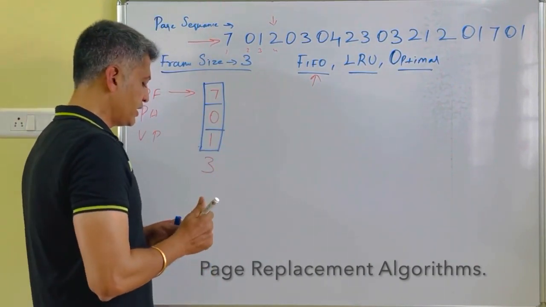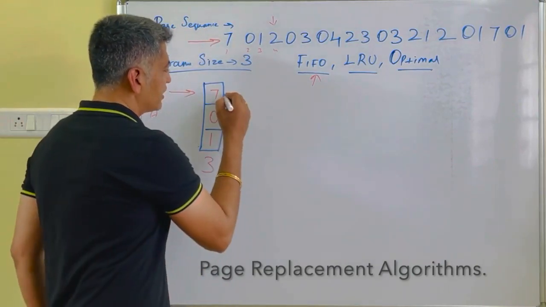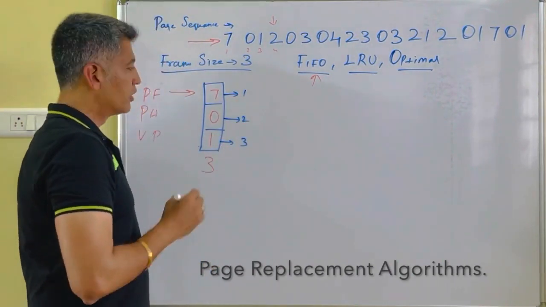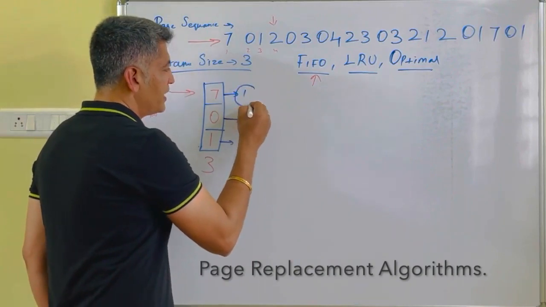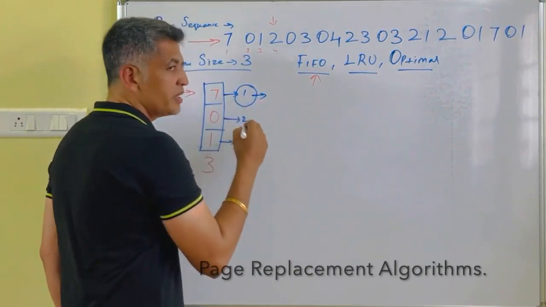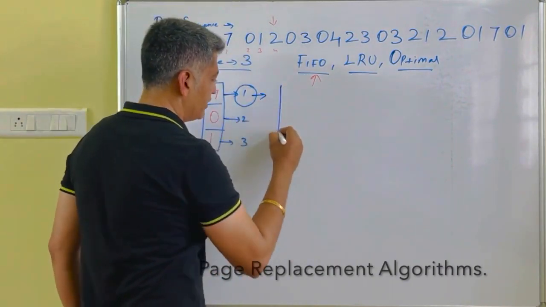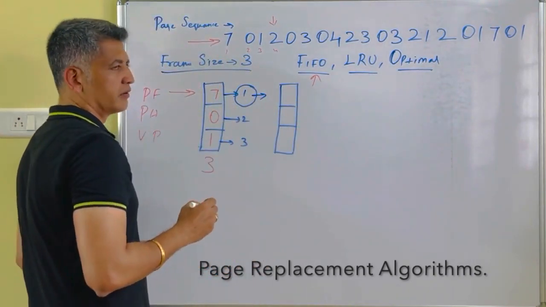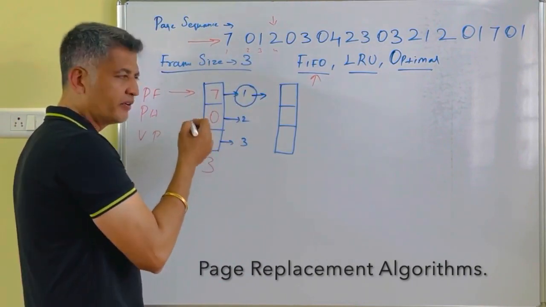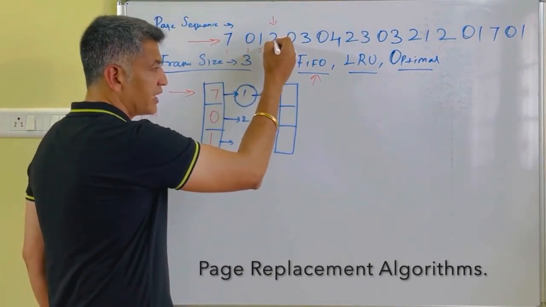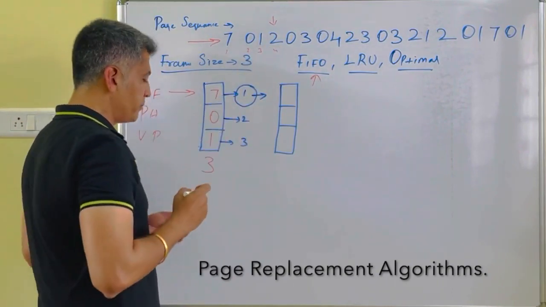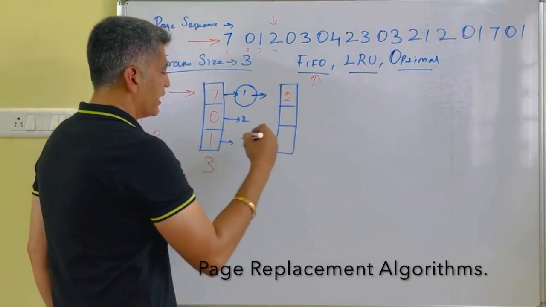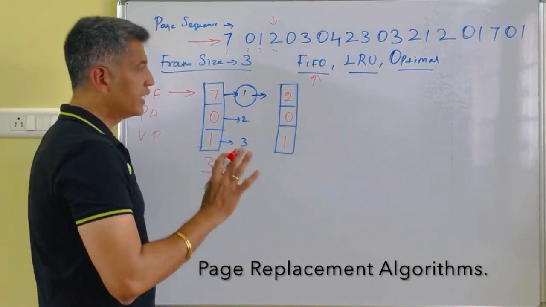Here the order is that 7 came first, 0 came second, and 1 came in the third position. Now which one is the victim page? Page number 7 is the victim page, so it needs to be replaced for the newer page. For page number 2 also a page fault will occur, because the required page is not there in the frame. So for this page number 2, 7 will be the victim page. Instead of 7, 2 will enter here, and the remaining are the same, 0 and 1. Now the entry is over.